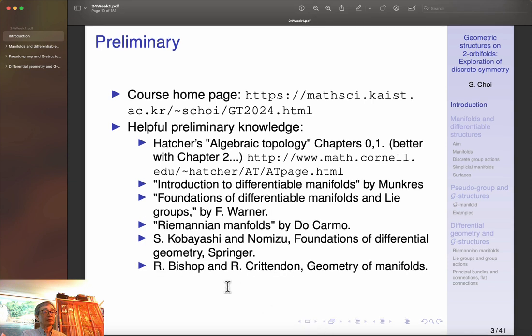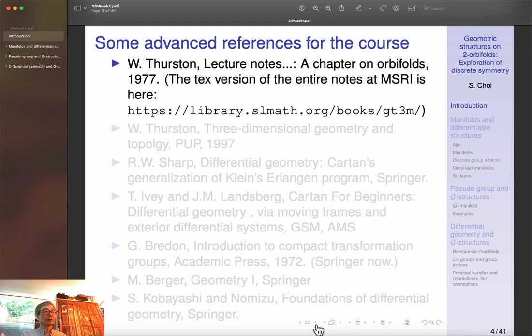And finally, this is a very old book, Geometry of Manifolds. It also deals with lots of connection theory, and it's maybe more intuitive than Kobayashi and Nomizu. Another really good reference is Thurston's lecture notes. You can download it from here. This book is not really written yet. It's just a preliminary copy, but it has really good ideas, and you can get lots of inspiration from this book.